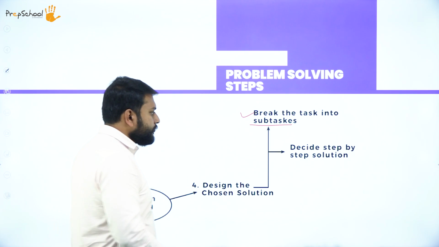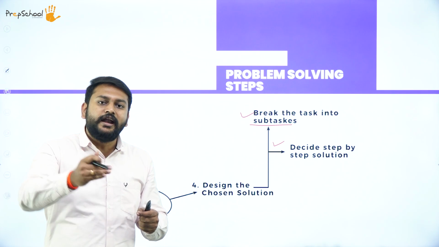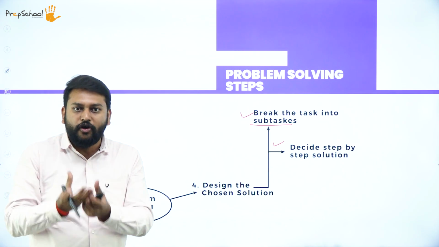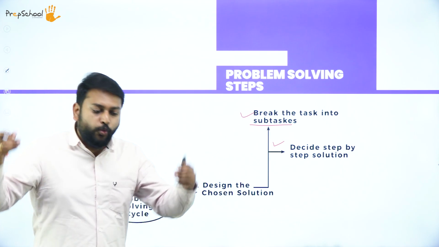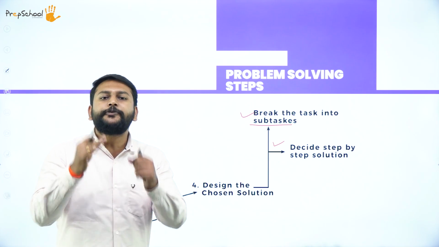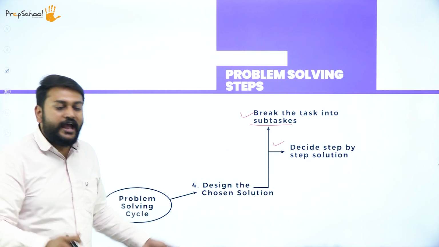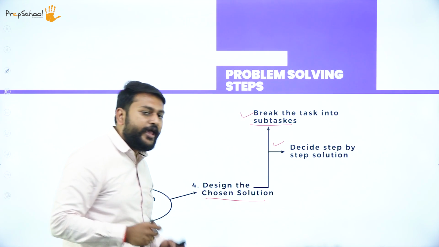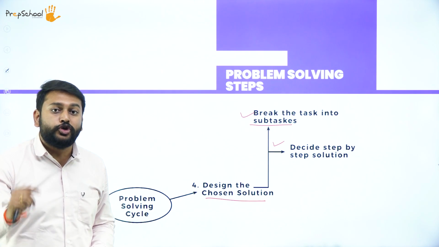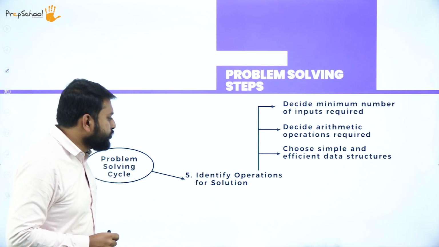Then next one, decide step-by-step solution. If you have a problem, understand it and write the solution and prepare the solution step by step. If you are making a coffee, don't dump everything into one vessel in a single go. Step-by-step preparation will help you to provide a proper solution. So that's the second point that you need to remember to design the chosen solution. The very important points to remember here are decomposition and solving the problem step by step. That is the most important point that you need to remember.